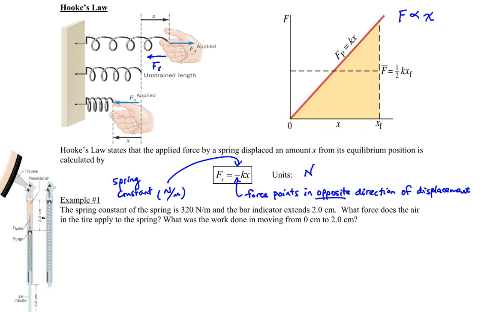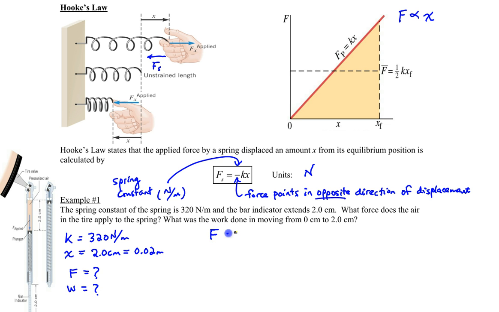So what do we know in this problem? We know that the spring constant is 320 newtons per meter, and we're told that the bar has an extended displacement of 2 centimeters, which we'll need to convert to meters, so 0.02 meters. And we're asked to find two things. We're asked to find how much force was applied by the air, and then also what is the work done.